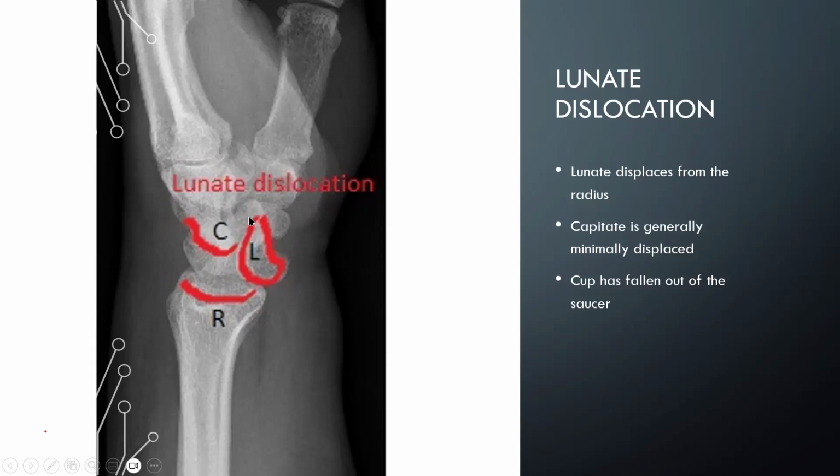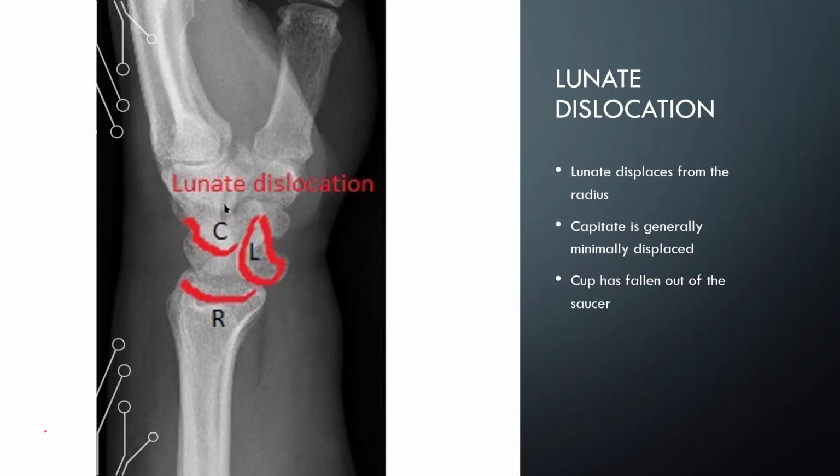Now, in this case, the capitate remains in its alignment with the radius. It's not a major issue if you can't remember where the capitate should be. The main thing to remember with the lunate dislocation is that the lunate is no longer in contact with the radius. The cup is no longer in the saucer. The apple may still be in the cup, although that doesn't happen. It does happen and doesn't happen. It just depends on the circumstances.